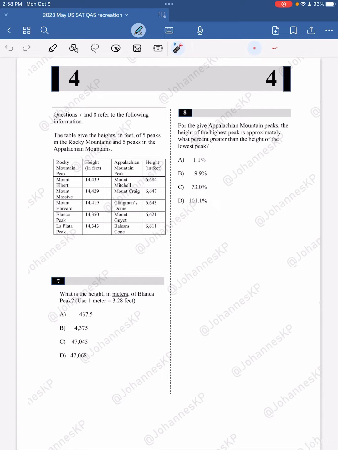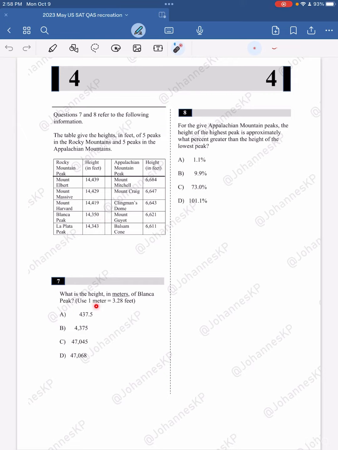This is part 7 of our walkthrough, and in today's question, the question says that the table gives the height in feet of 5 peaks in the Rocky Mountains and 5 peaks in the Appalachian Mountains. So question 7 says, what is the height in meters of Blanca Peak? Blanca Peak is here, it's 14,350 feet. So we are supposed to convert it to meters.